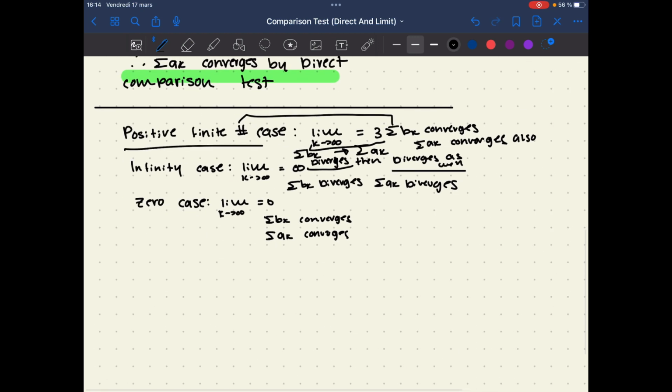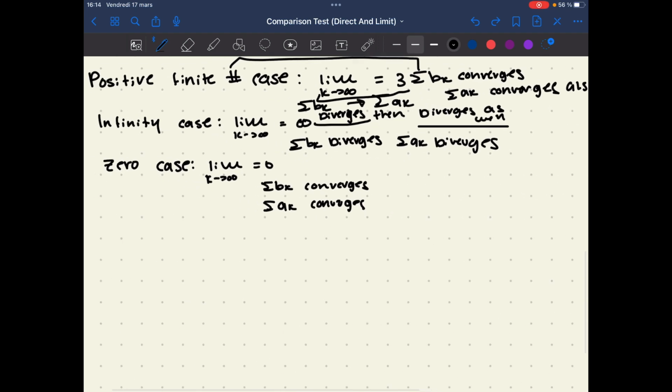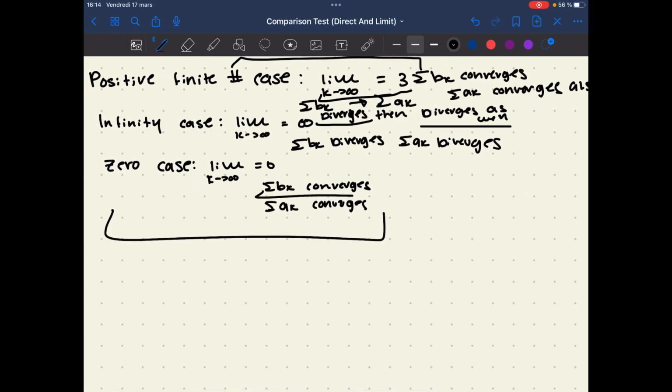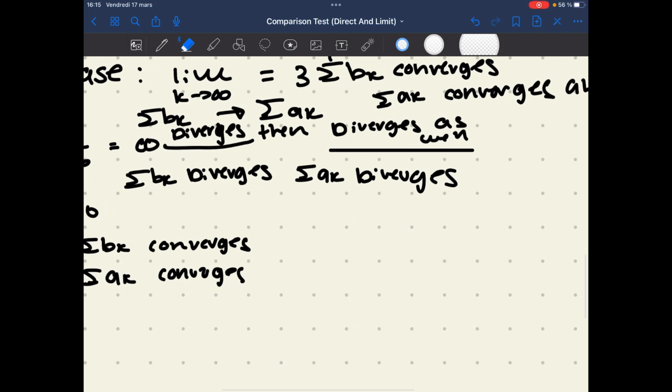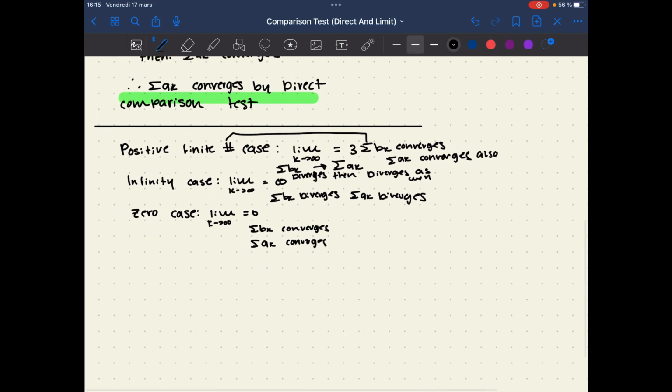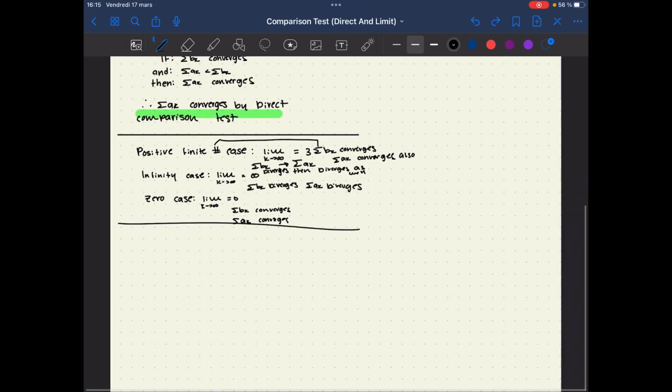The positive finite case is the only one that has an either or. So you have to be careful when you get a positive finite number. The zero case, that happens when your b sub k converges and your a sub k will converge as well. That's the only time it will be equal to 0. If it's equal to a positive finite number, you have to be a little bit more careful because it can be either diverging or converging, depending on your b sub k. And your infinity case is pretty simple. If your series of b sub k diverges, then a sub k will diverge as well. Those are basically the 3 cases.